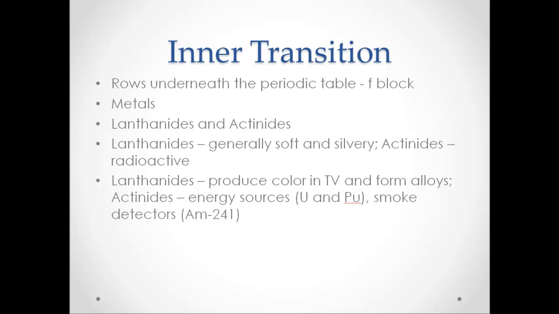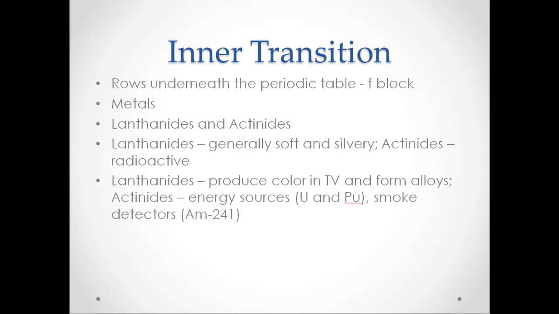These are called inner transition because really they're supposed to kind of fit into the periodic table in rows 6 and 7. So they just pull them out, and the only reason they pull them out is convenience. If we stick them into the periodic table, it basically doubles in width, and it becomes very difficult to use. So they just pull these out, and it makes it a little easier. Some properties of these, the lanthanides are soft and silvery, and the actinides are all radioactive. Every single one of them is radioactive.